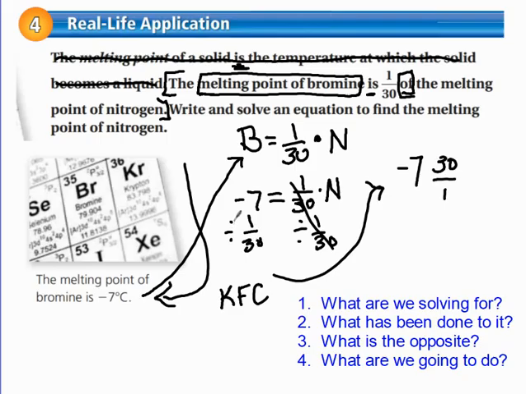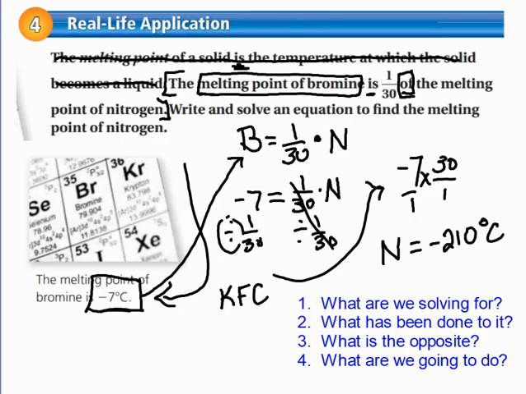We're going to change divide to multiply. So we actually are going to multiply 7 times 30. So we get nitrogen equals -7 times 3 is 21. Add that 0. And 1 times 1 is 1, so there's no need for anything on the bottom here. Then we go back over here and look at the units we were talking about, and it says degrees Celsius. So we still have degrees Celsius.